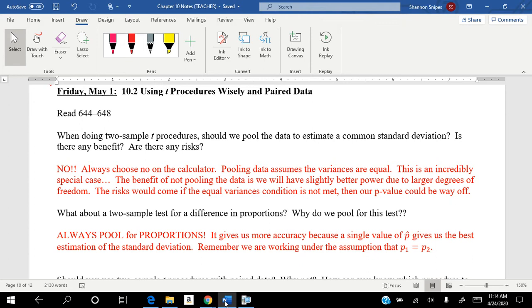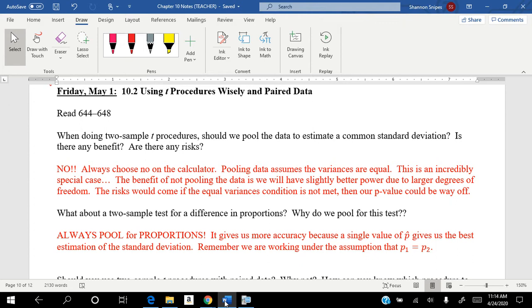Okay, so when doing two sample T procedures, remember that's when we're doing the confidence interval, or a test of significance for means. Should we pool the data to estimate a common standard deviation? Is there any benefit? Are there any risks? So when we're doing a T procedure, we do not pool. Always choose no on the calculator. Pooling data assumes that the variances are equal. This is an incredibly special case. That means it'll happen, but not very often.